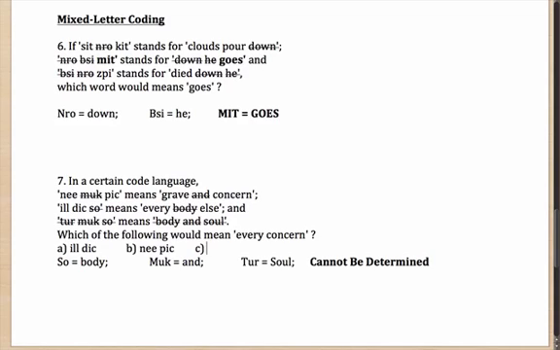Another option was ill muck, and another option was dick knee. Now let's say these were the four options which were given to me. Ill dick cannot be the answer because it has to be every else or else every. Knee pick cannot be the answer because knee pick has to be grave concern or concern grave. Ill muck cannot be the answer because muck is and. So it could be every and or else and, because I am not sure about ill. That means by elimination, I would have been able to find out the answer as dick knee.